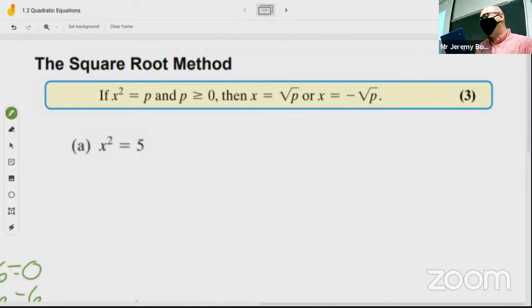So the square root method is saying that if x squared is equal to p, and p has to be greater than or equal to 0, so it has to be non-negative. If it's negative, this will have no solution. Then x will equal the square root of p or negative the square root.